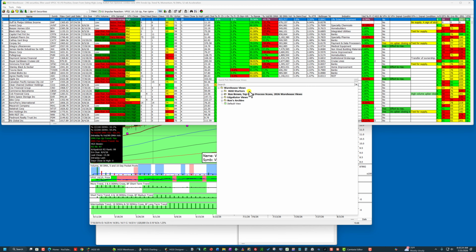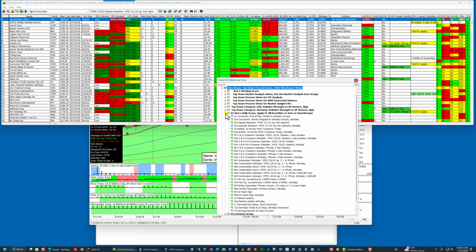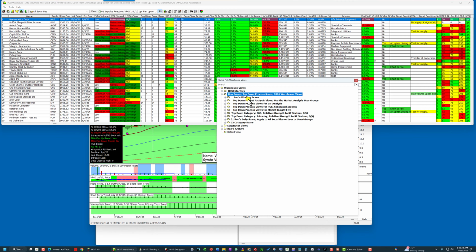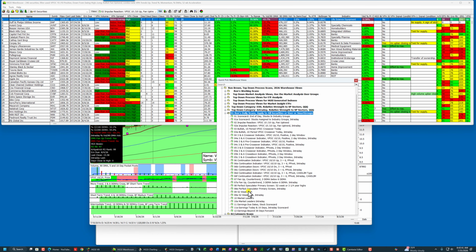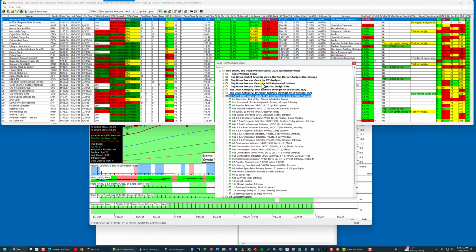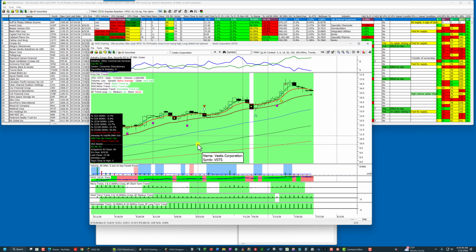Anyway, here are my quick pick warehouse views, and under my name, you open that up, and there's a lot of scans in here. These are my working scans that I look at every day, but under folder number 1, these are all scans that I have had in here for a long time, and I started looking at these, and with this chart here with the pullback on the short-term trend, you see the white areas on the micro trend 3 and 6.